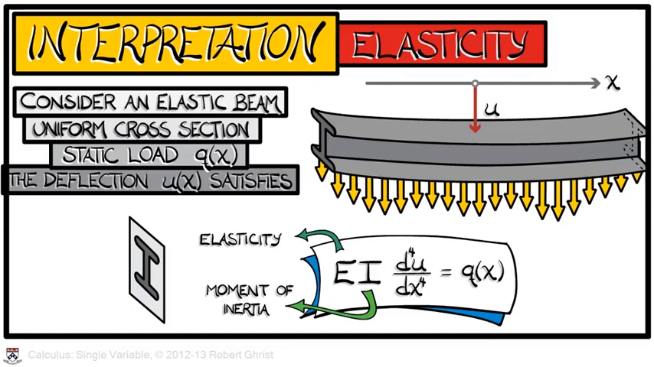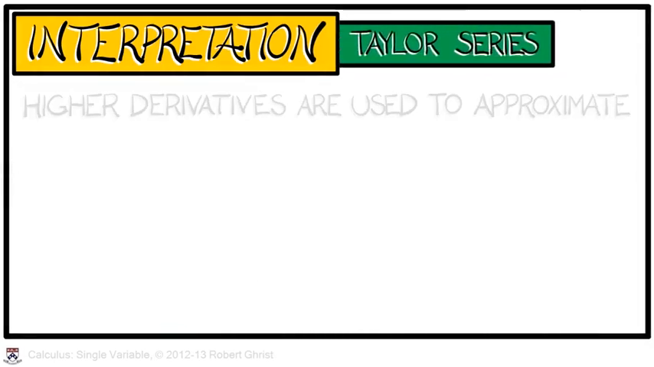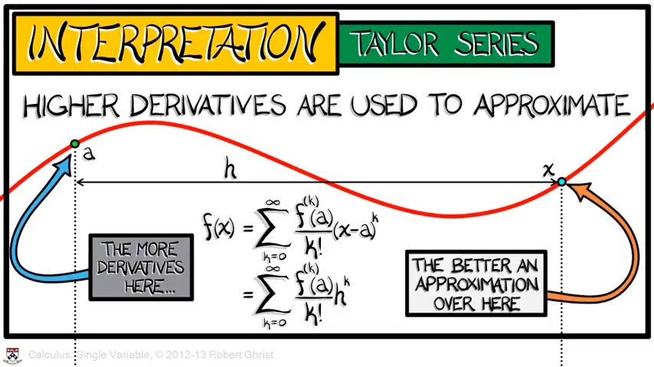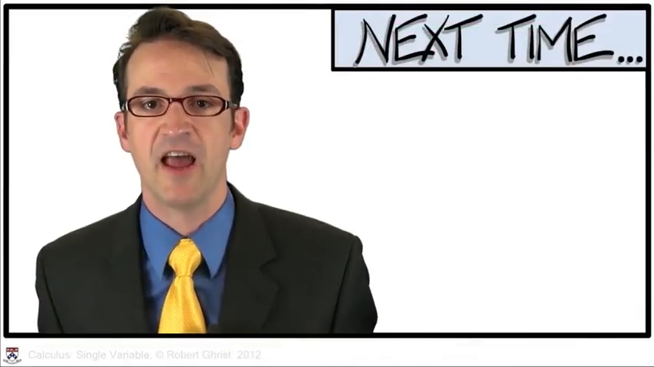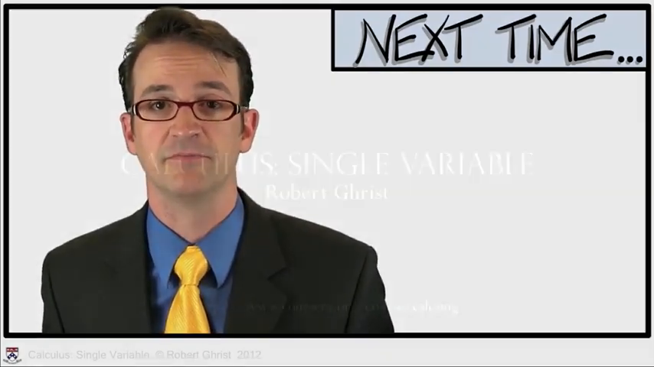For now, the thing to know is that it's the fourth derivative of the deflection that matters in this elasticity problem. But of course, our final interpretation for higher derivatives is in terms of Taylor series, that they provide the means to get better and better approximations to functions. Derivatives and iterated derivatives really are everywhere and all about. But what are they good for? In our next lesson, we'll consider one of the great applications of higher derivatives to optimization problems.